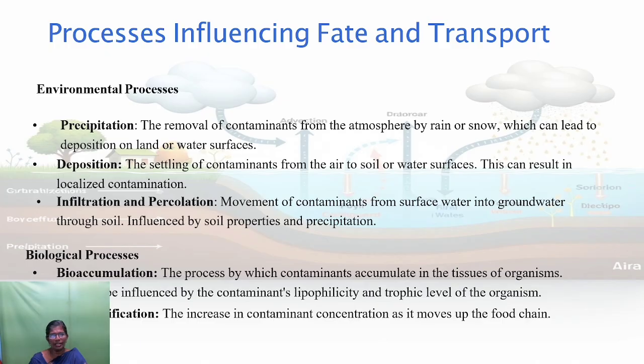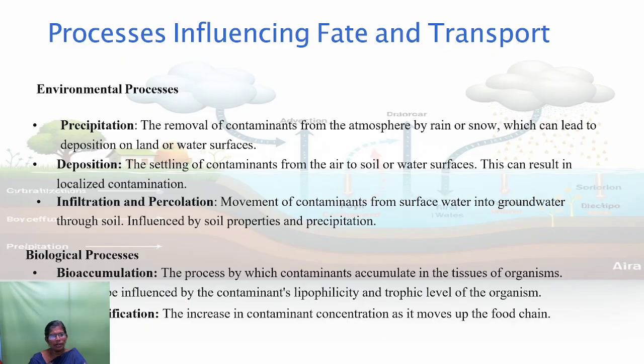So you know what is precipitation? The contaminants can be transferred from the atmosphere by rain or snow. This will lead to deposition on the land. The contaminant will get deposited on land or water surfaces. Then through deposition, it will get deposited on the buildings or air or soil, and it will be carried during rain to the ground again. Infiltration and percolation is the movement from surface water into groundwater through the soil. This happens based on the soil properties and the precipitation rates.